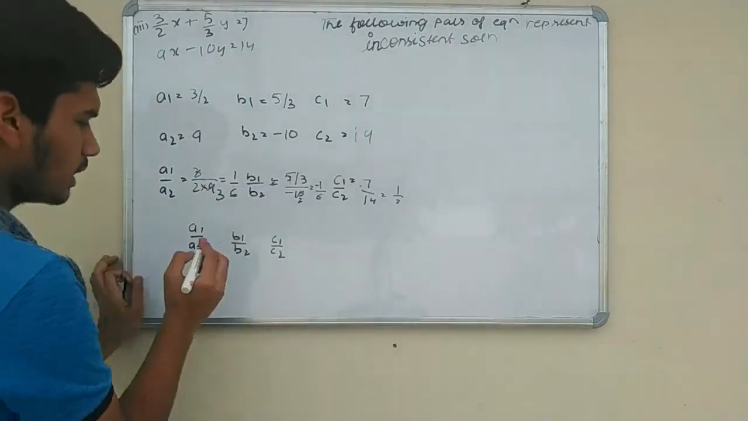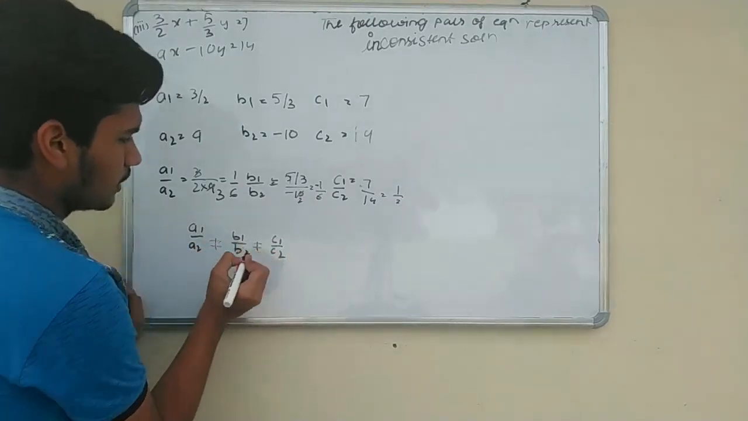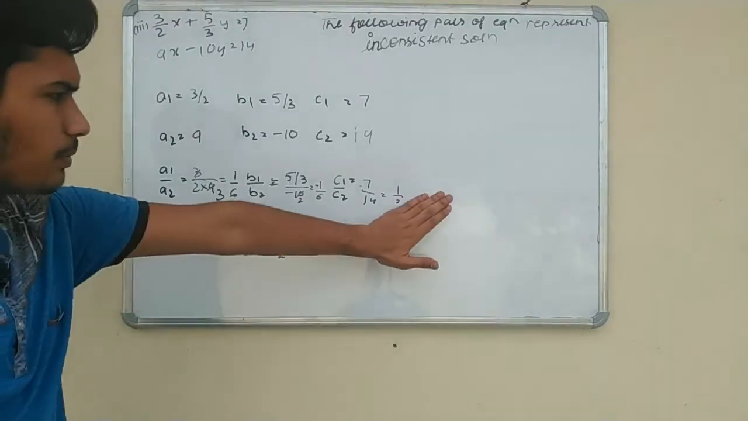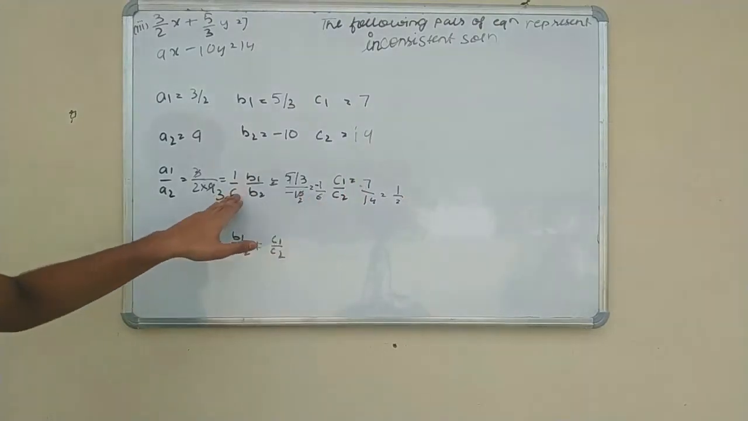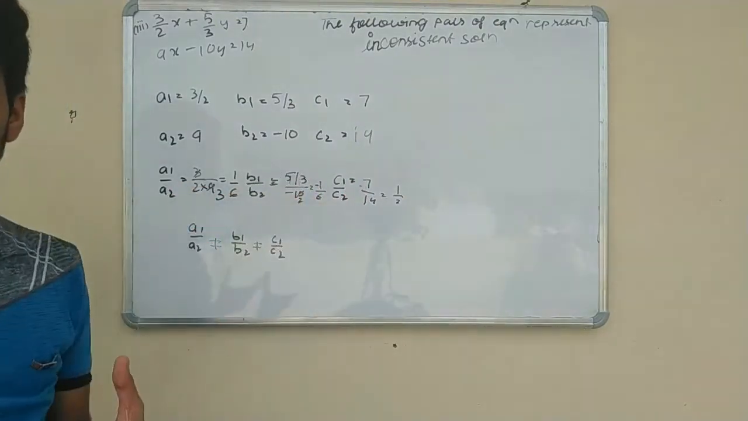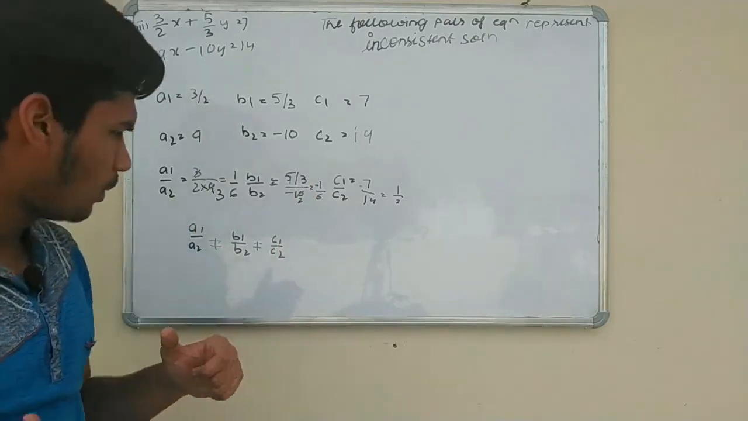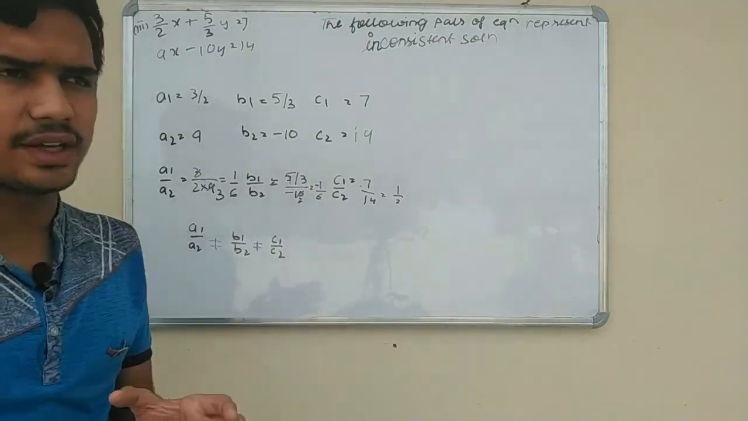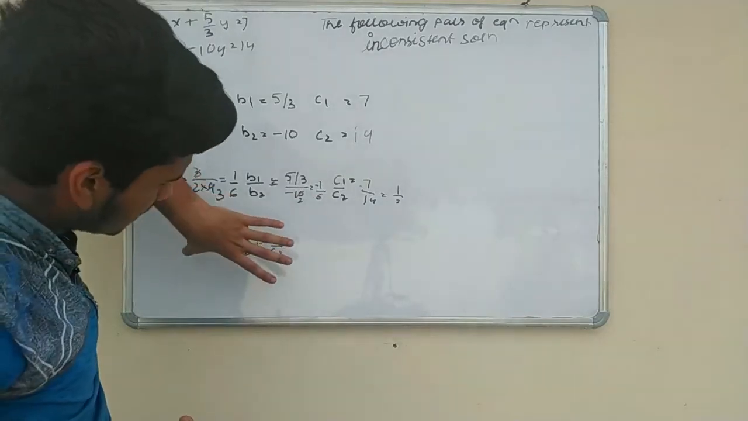So all the three ratios are unequal. It is 1 upon 2, it is minus 1 upon 6, and it is 1 upon 6. They can be equal, but here there is a negative sign, so we will consider them unequal. So all the three ratios are unequal.